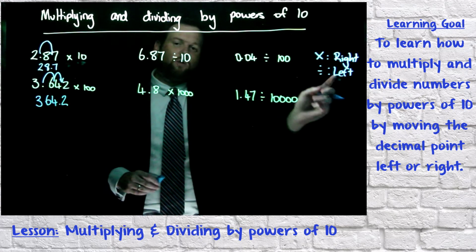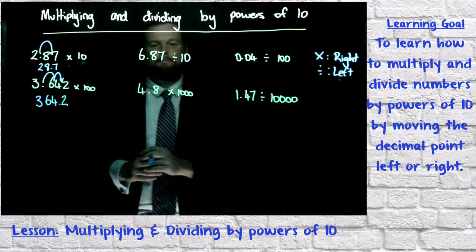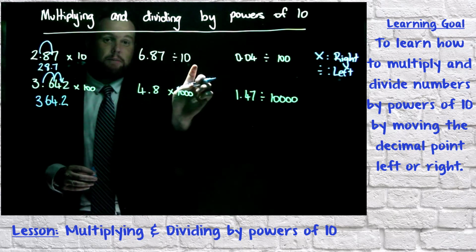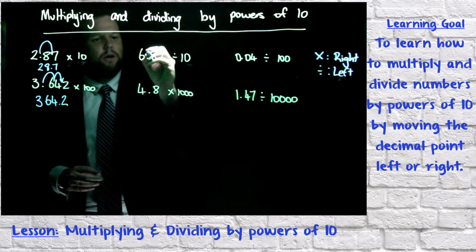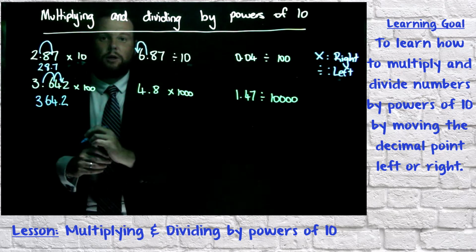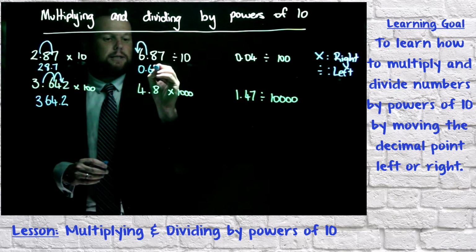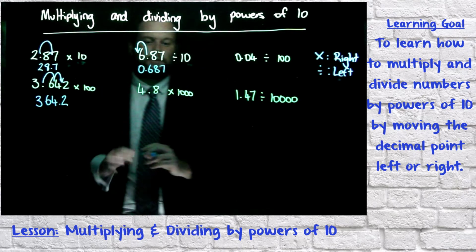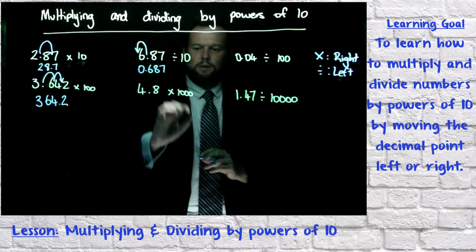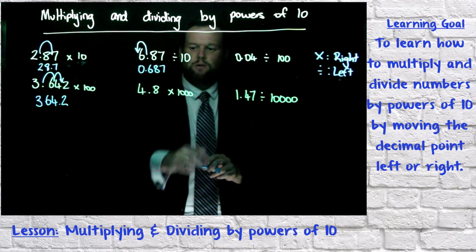With this one, we're doing division. So with division, we've got to move to the left, okay? So once again, I look at how many zeros I have. I have 1 zero, and we shift 1 spot to the left. So my answer becomes 0.687.